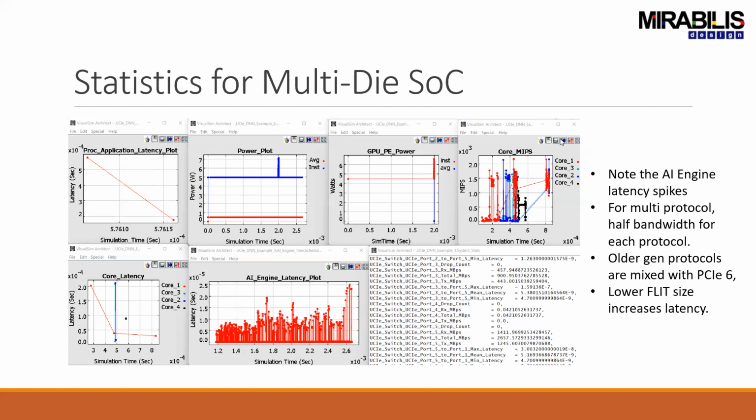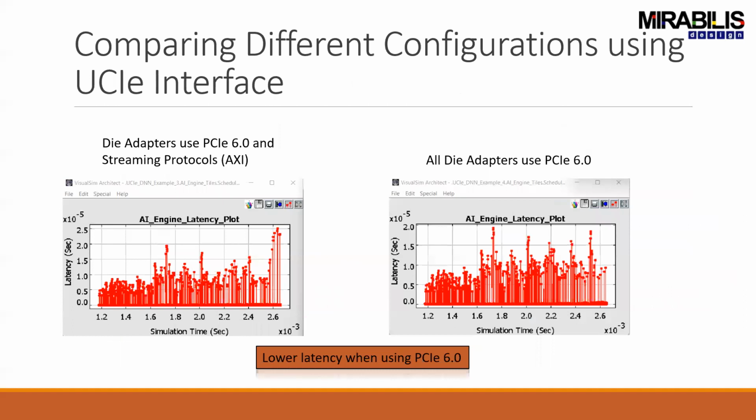These are all standard statistics that are provided as part of the modeling environment, as part of the libraries that you get from VisualSim Architect. Now, a key consideration here is really comparing: what happens if I use all 6.0 versus I use some 6.0 and, say, some streaming protocols? How does the performance efficiency change?